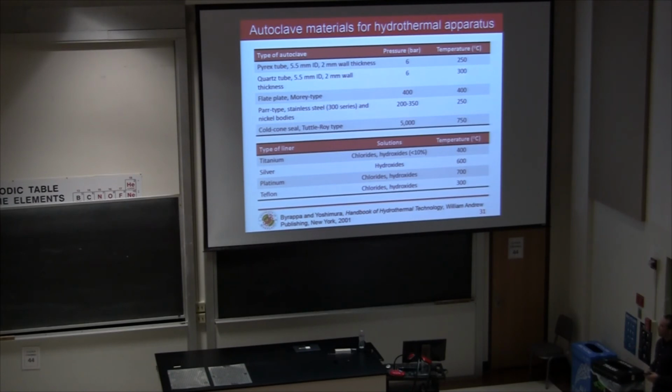These are the most popular liners used. We almost always use Teflon because it's inert. The big drawback with Teflon is the maximum temperature is about 300. That's because Teflon starts to deform above 300, and then you start to lose the ability to hold pressure.